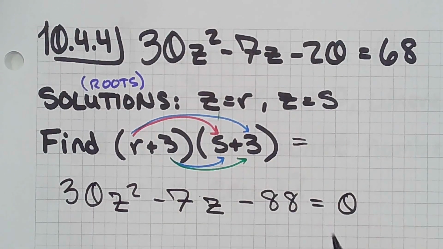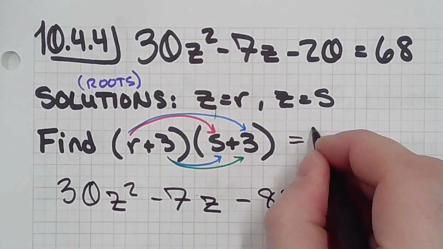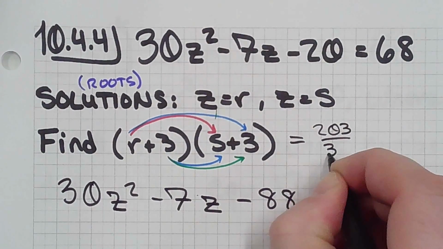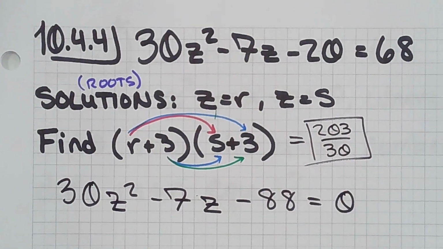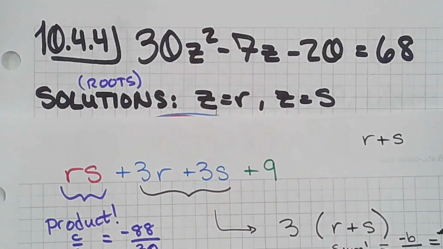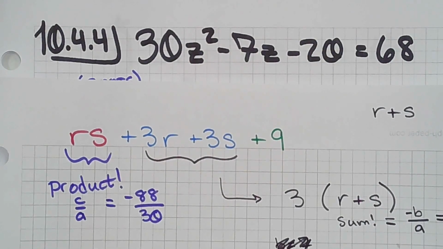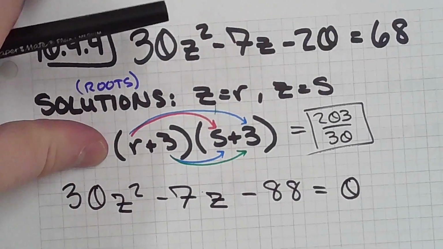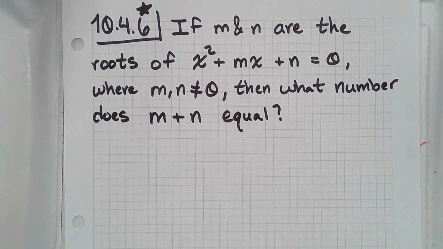What happens when you multiply our roots plus 3 together? Well, apparently you get 203 over 30. Didn't need to factor this. Didn't need to find those roots. I could instead use my properties of roots to get this. Cool. All right, so that's 10-4-4.